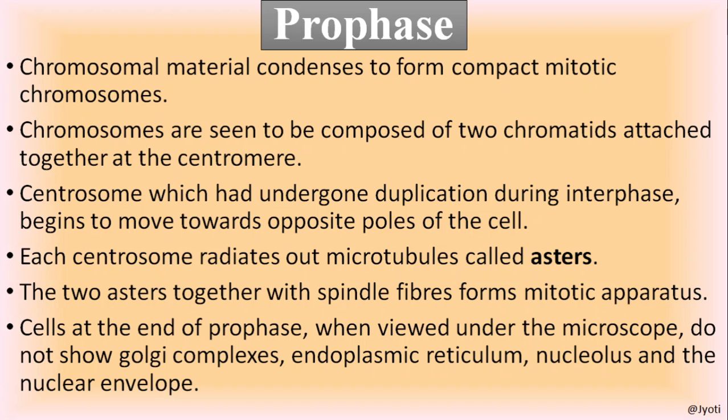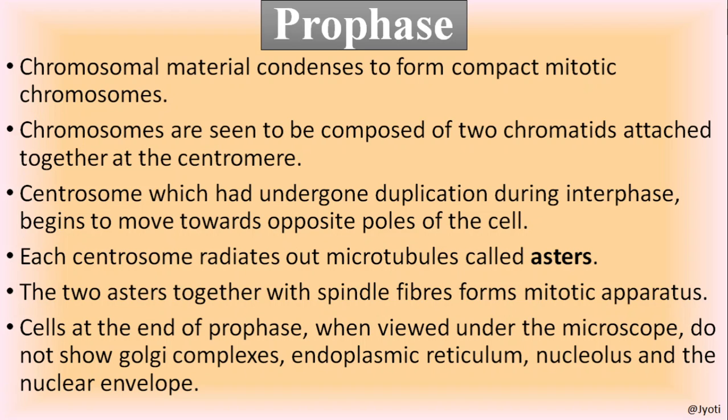And the centrosome, which is present at one of the poles of the nucleus, has already been divided into two centrosomes during G2 phase. And now this centrosome starts moving towards the opposite pole. And besides that, the centrosome radiates out microtubules called asters. And those microtubules which connect the two centrosomes are called spindle fibers. So the spindle fibers and the asters together constitute the mitotic apparatus.